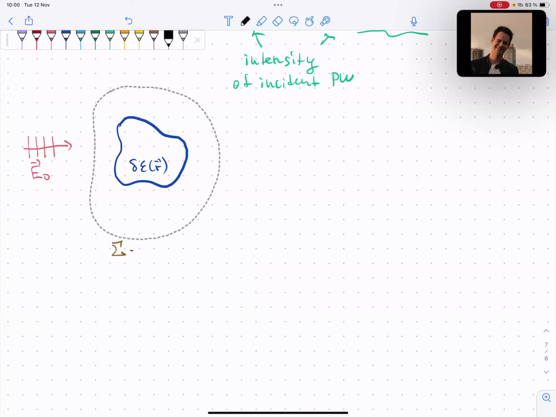And to get, for example, the scattered power, we just need to integrate the Poynting vector of the scattered field over this surface sigma. Here n will be just the normal vector.